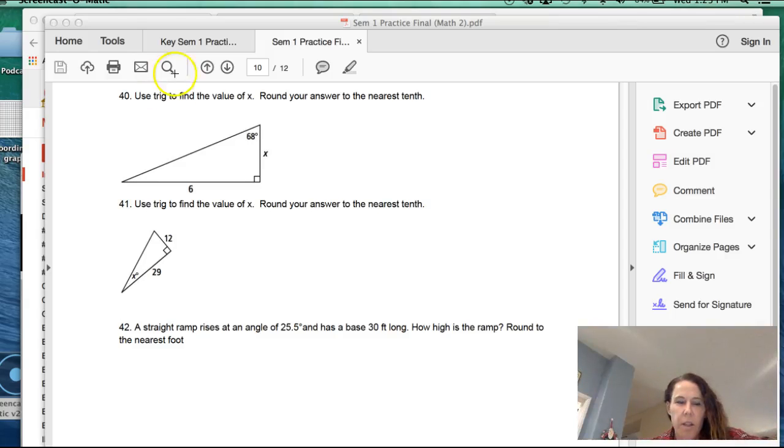All right, Nicholas, here's how you do number 40. Use trig to find the value of x, round your answer to the nearest tenth. So when they ask you to use trig, they're talking about SOHCAHTOA. So you look at your triangle and you're given one angle and you need to find this side.